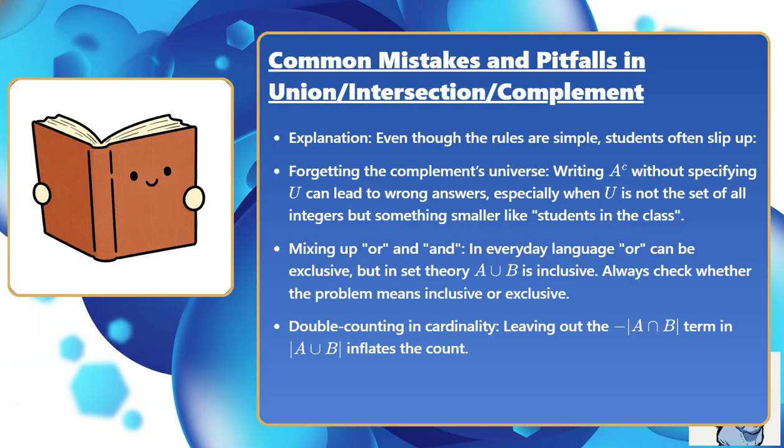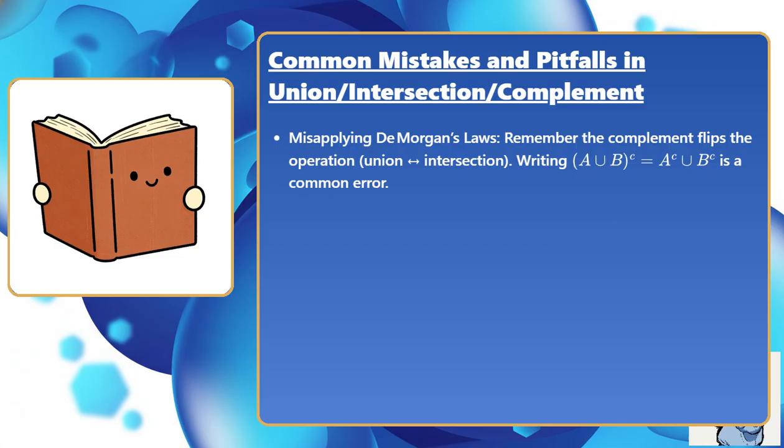Double counting in cardinality: leaving out the minus the cardinality of A intersect B term in the cardinality of A union B inflates the count. Misapplying De Morgan's laws: remember the complement flips the operation, union to intersection. Writing the complement of the union of A and B equals A complement union B complement is a common error.